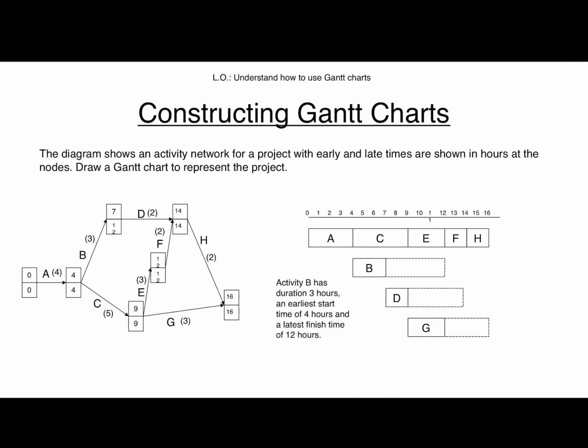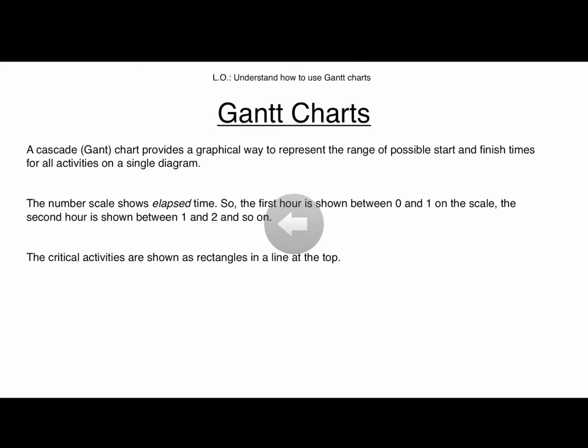Today we are going to look at constructing Gantt charts. So, what are Gantt charts? Well, it's just a graphical way to represent the possible start and finish times of all the activities in our activity network in just the same diagram.